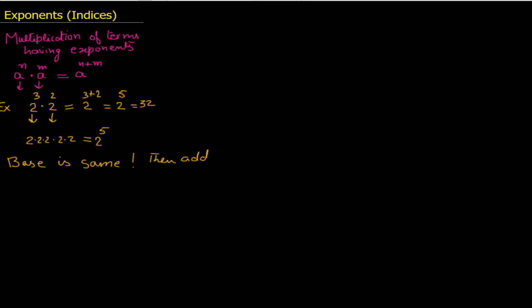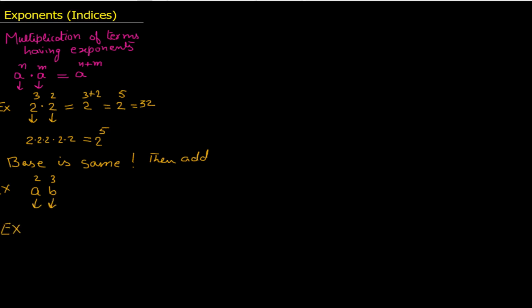When multiplying. So for example, let's say there is another case, a raised to the power 2 and then b raised to the power 3. So this term cannot be simplified further, because the bases of both are different. So they will stay like this.